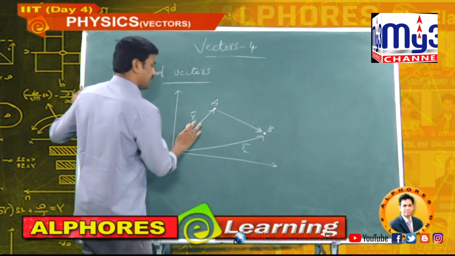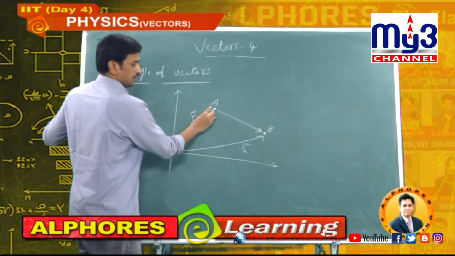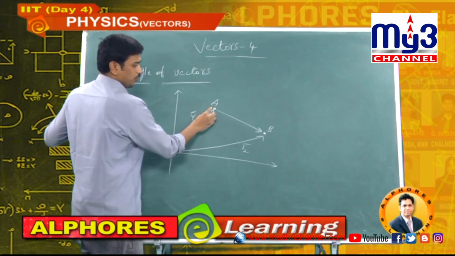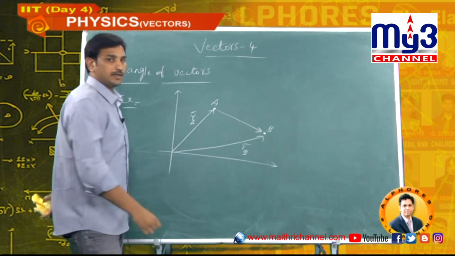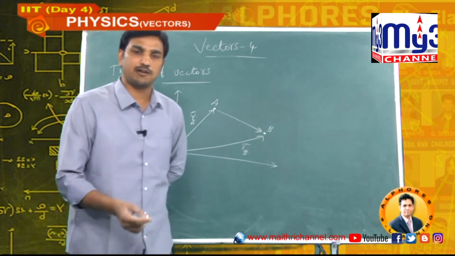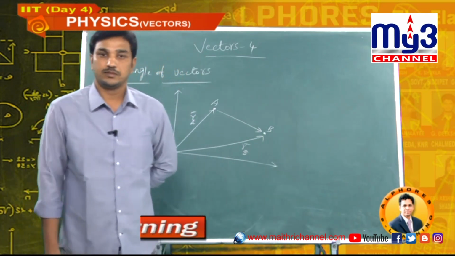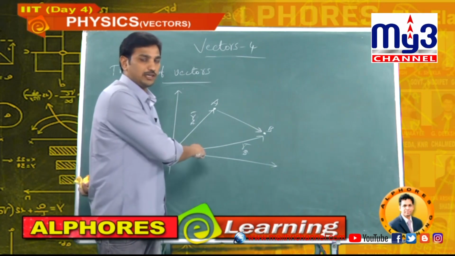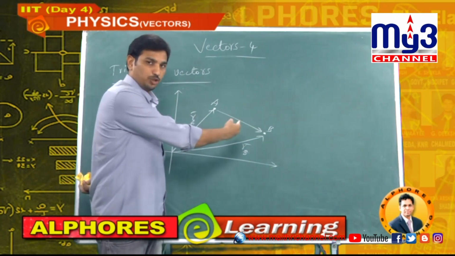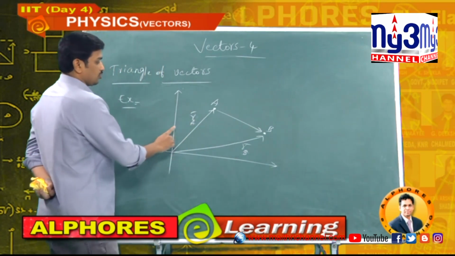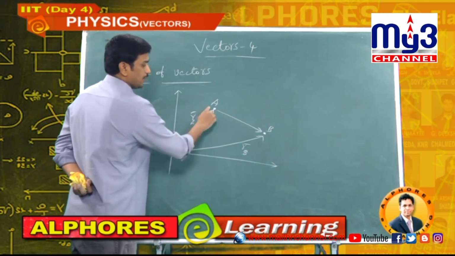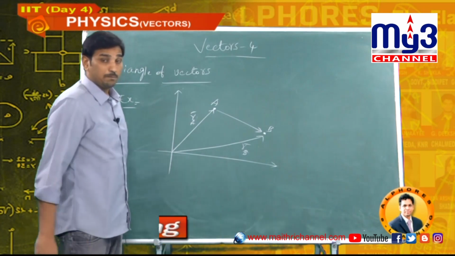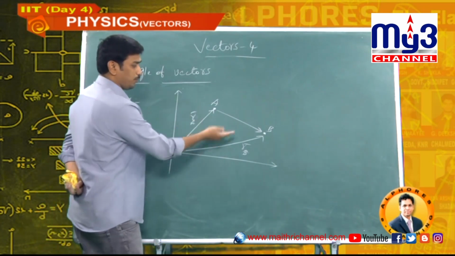R2 bar. Can I call it RA bar? A is the first point, B is the last point. RA bar is the position vector of the particle when it is at position A. RB bar is the position vector of the particle when it is at position B. So RA bar and RB bar are the position vectors of point A and point B. Actually the particle has moved from point A to point B.